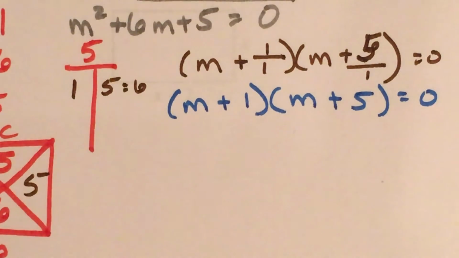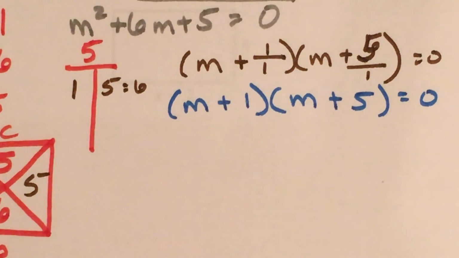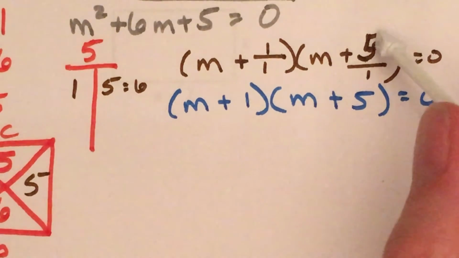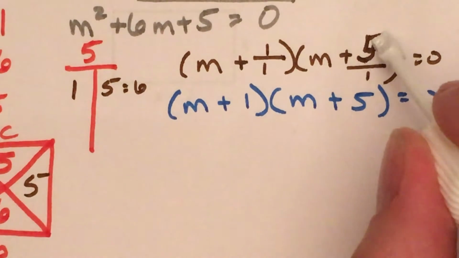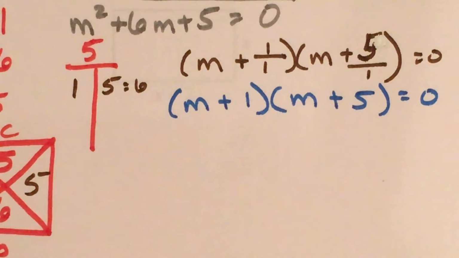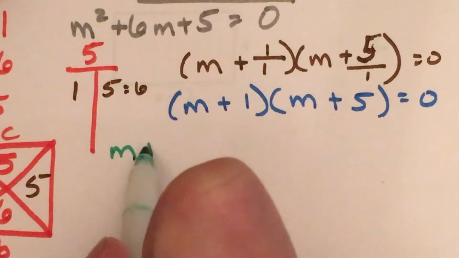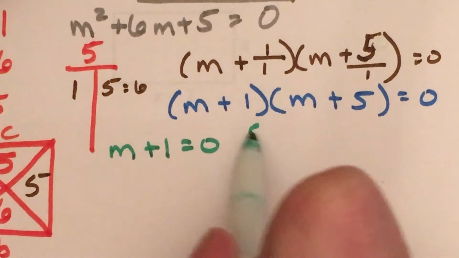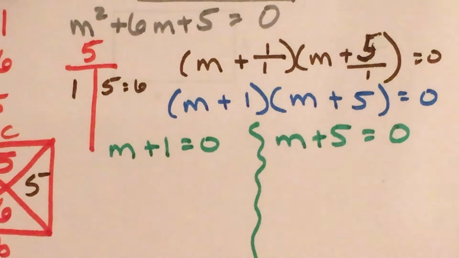So all of that is review. None of that is new, like at all. So what do we do that's new for today? Because we've done the hard part for sure. We are already done with the hard part. What do I have to do with each binomial now? That's right. Set them equal to 0. Solve for m. So m plus 1 equals 0. And m plus 5 equals 0.